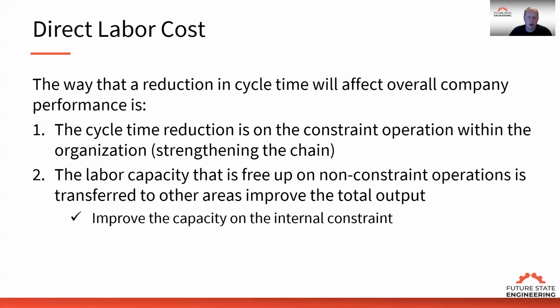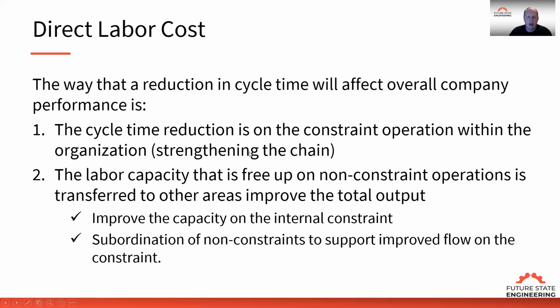We can do this in two ways: using that labor capacity that's freed up and moving it to a constraining operation, or having that labor support other functions, non-constraints, that are in danger of stopping the flow on the constraint. That's the only way that we're going to get improved output or increased productivity with the same direct labor.